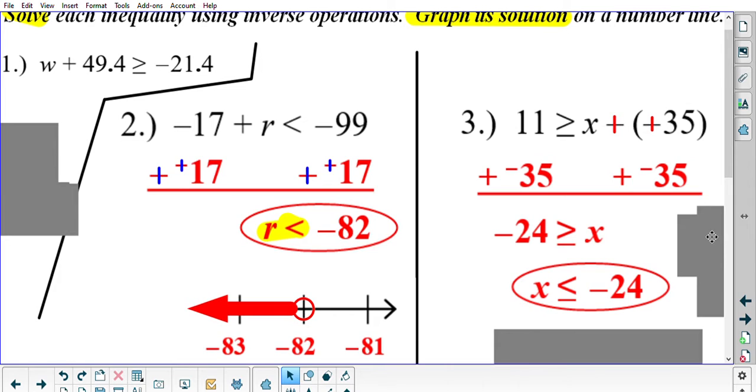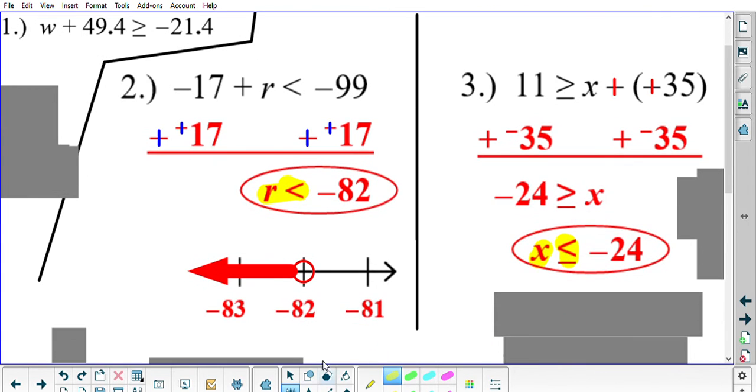I'll tell you, on the upcoming test we're going to have, the multiple choice answers will have the variable written first at the beginning, to the left of the inequality symbol. You need to make sure your final answers for algebraic inequalities have the variable written first over on the left. Now we can interpret the problem. X is less than or equal to negative 24.